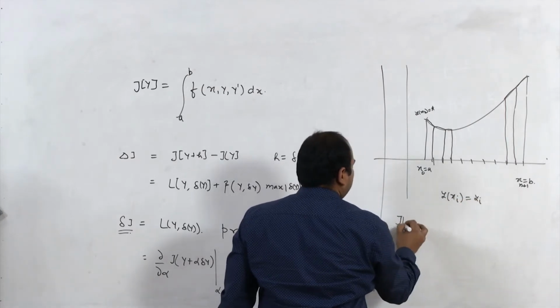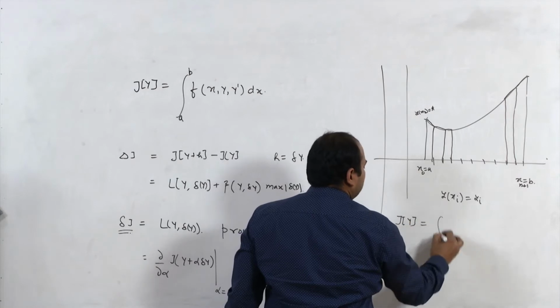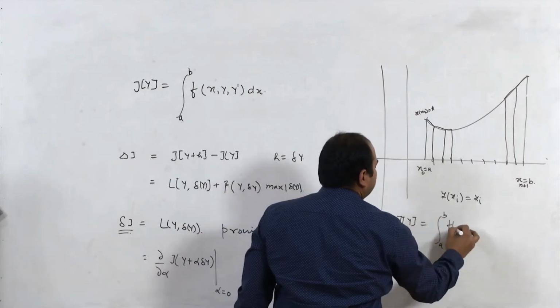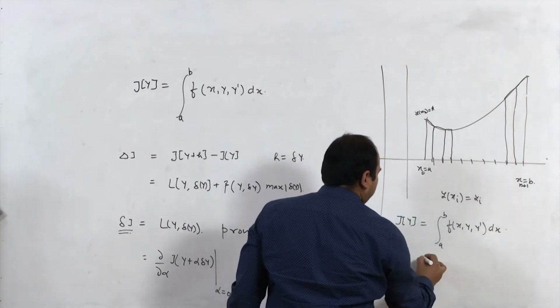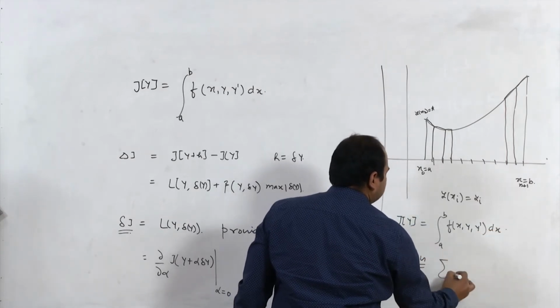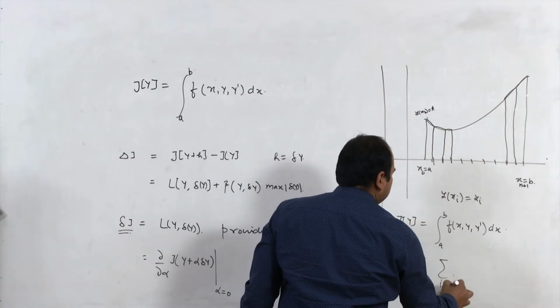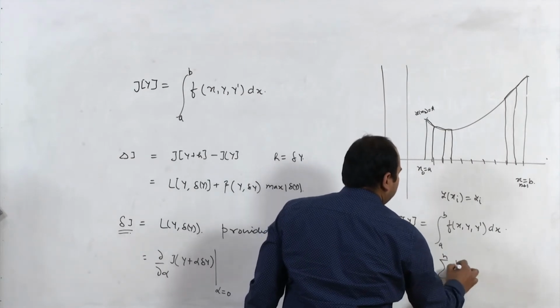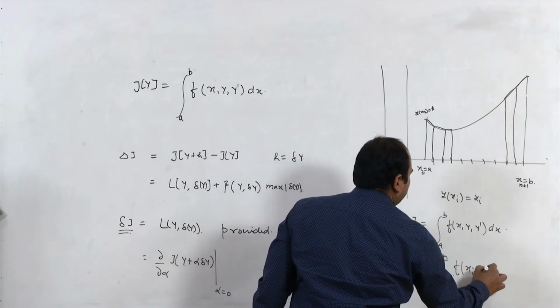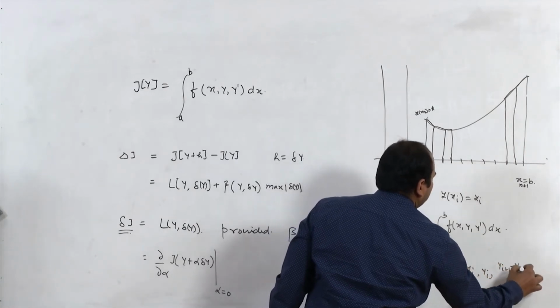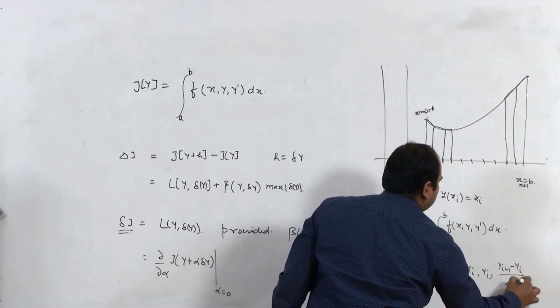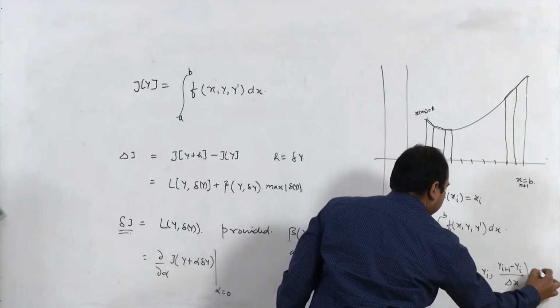So if you look at the functional J of y, which is given as the integral from a to b of f of x, y, y dash dx, this can be approximated by the summation from i equal to 0 to n of f of x i, y i, and y i plus 1 minus y i upon delta x, times delta x.